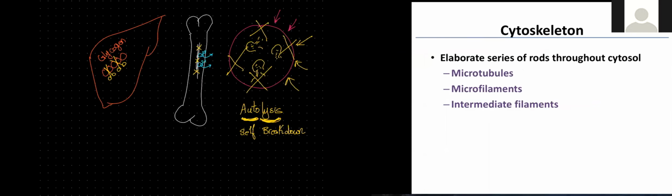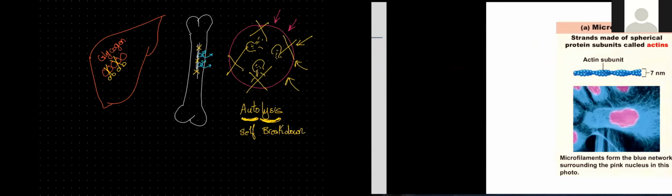Moving on to another non-membranous organelle, and those are the cytoskeleton. The cytoskeleton is a series of rods located throughout the cytosol, and they form the skeleton of the cell. From its name, it's cytoskeleton. Those are microtubules, microfilaments, and intermediate filaments.